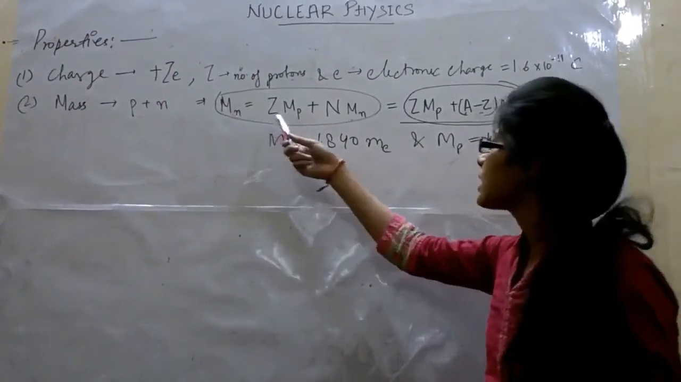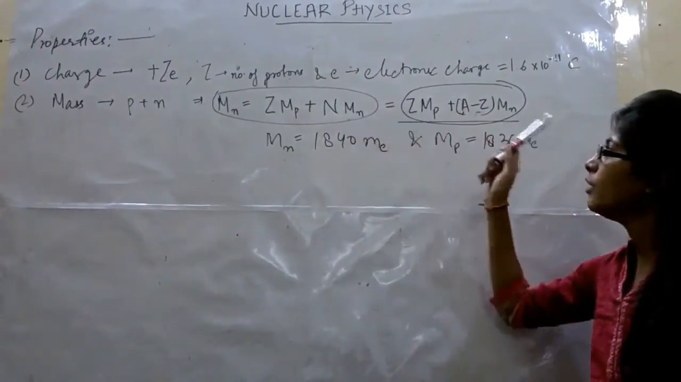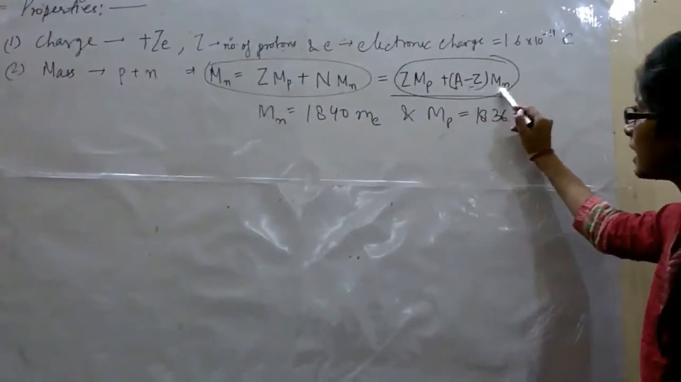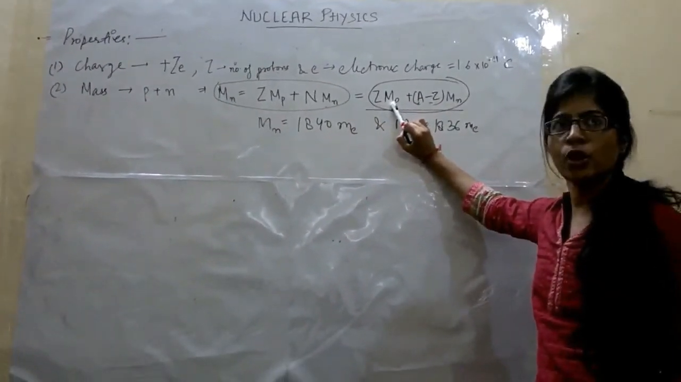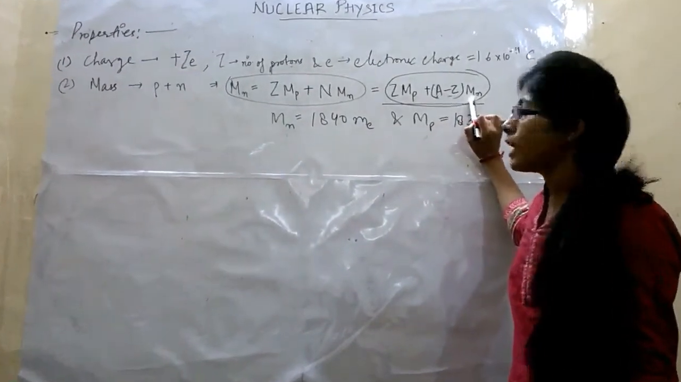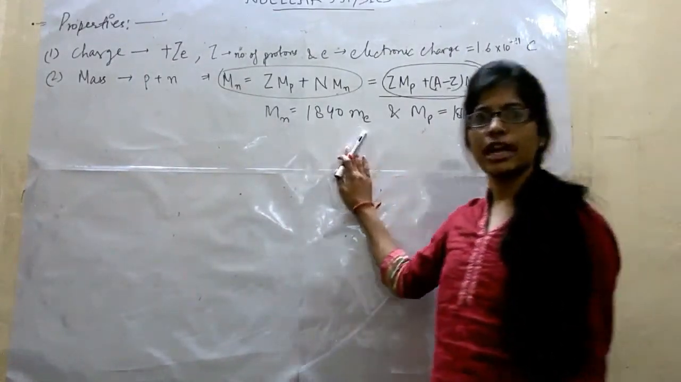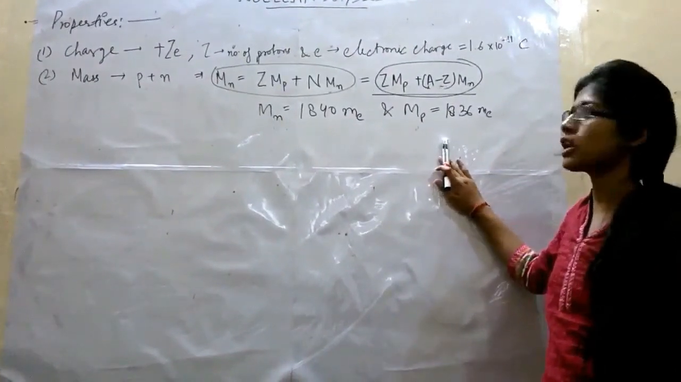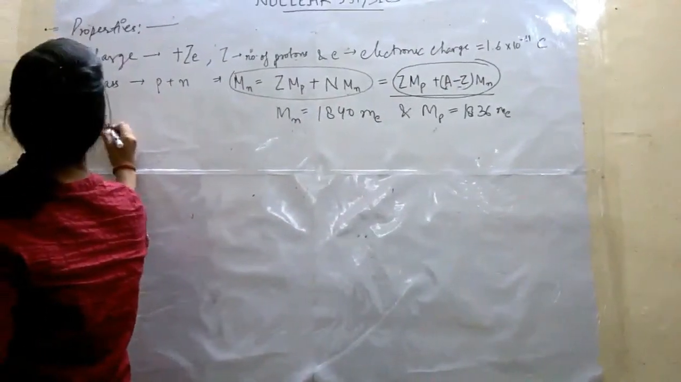Now, the mass of the nucleus is given by this whole term, Zmp plus Nmn, or we can say Zmp plus (A minus Z)mn. Here Z is the number of protons, mp is the mass of each proton, A minus Z gives us the number of neutrons, and mn is the mass of each neutron. mn is equal to 1840 times the mass of an electron and mp is equal to 1836 times the mass of an electron. The next property we have is size.